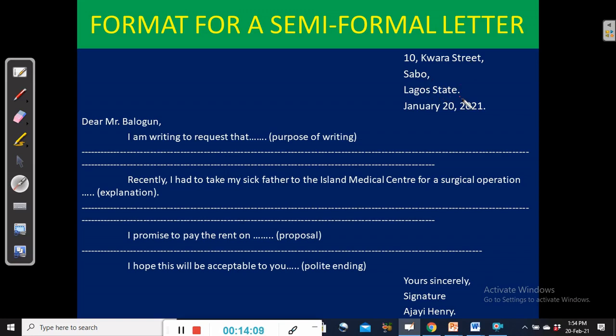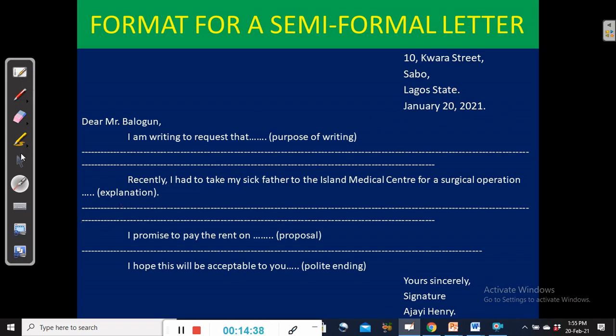This is because you are writing to someone who is within the same state. You are writing to your landlord, and so you live in the same state. So the state marks the end of that address, and that's why you put a full stop here. All right. Then the next is the date.